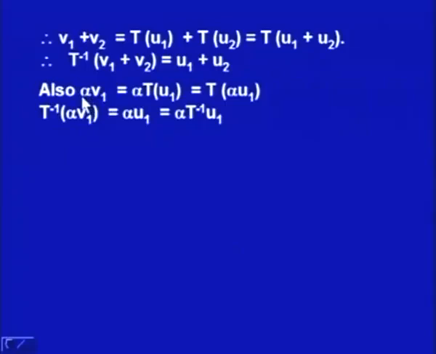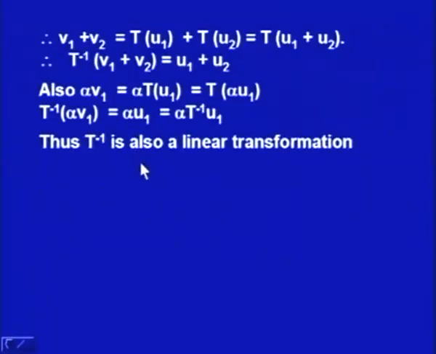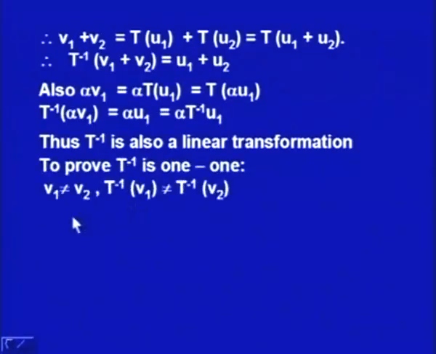The second is alpha V1 is equal to alpha T U1, which is equal to T of alpha U1, T being a linear transformation. So, from alpha V1 is equal to T of alpha U1, we can write down T inverse of alpha V1 is equal to alpha U1, or it is equal to alpha times T inverse V1. So, the homogeneous property is also satisfied, and hence one can say that T inverse is also a linear transformation. So, if T is linear, then T inverse is also linear, provided it is 1-1.